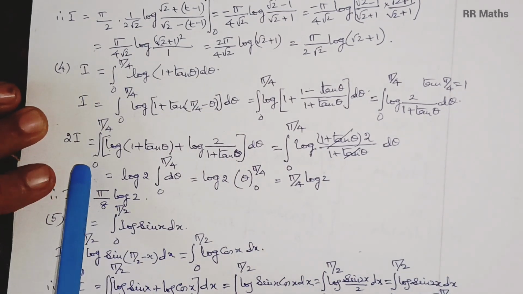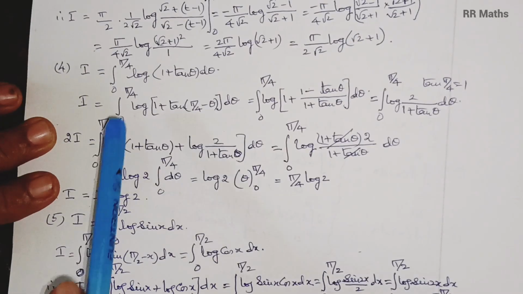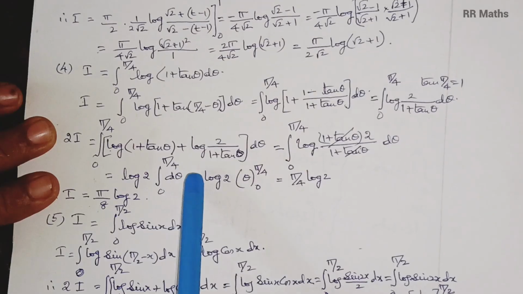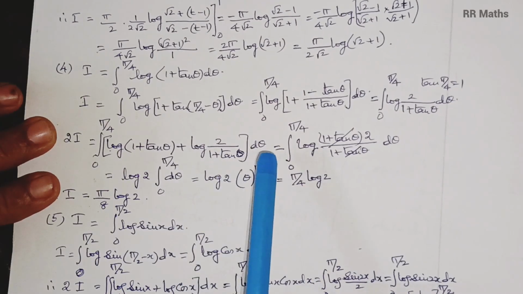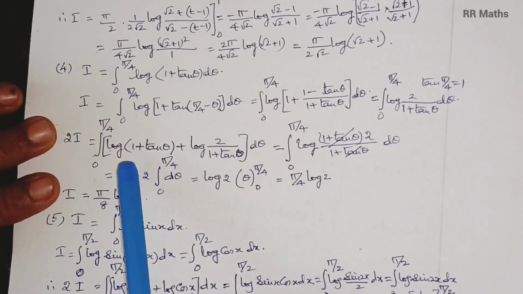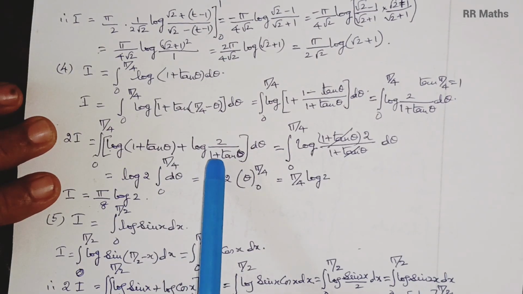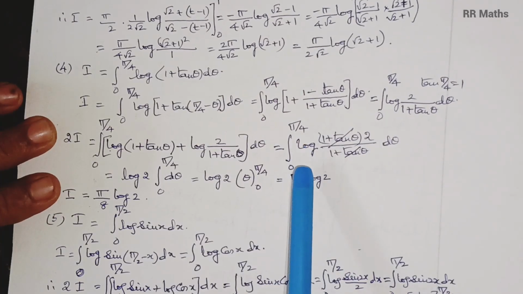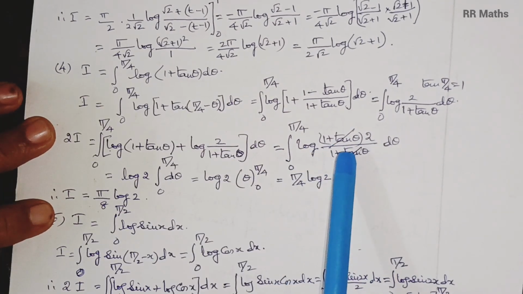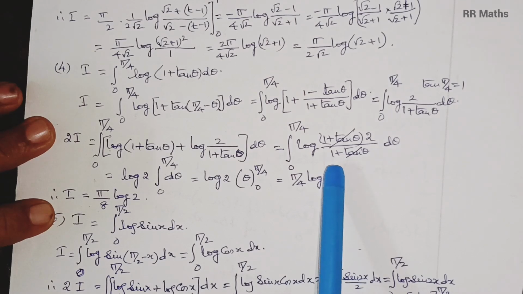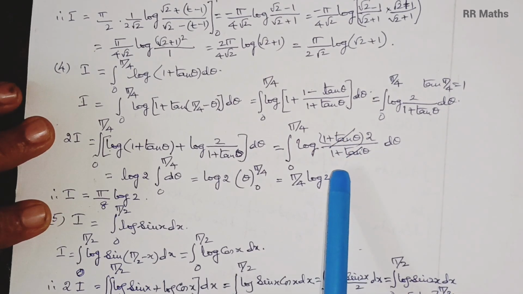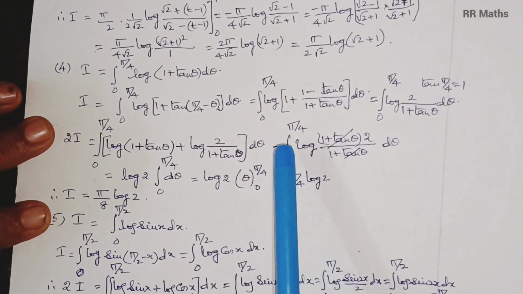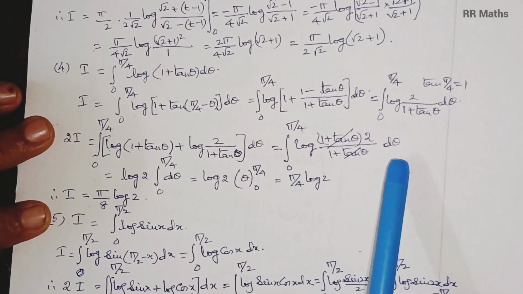Now let's add the two I's. So I get 2I is equal to integral 0 to pi by 4, the first value, which is log of 1 plus tan theta, plus the second integral is log of 2 by 1 plus tan theta whole thing into d theta. Now this is log m plus log n, which can be replaced as log mn. So that reduces to integral 0 to pi by 4 log of 1 plus tan theta into 2 by 1 plus tan theta. So now 1 plus tan theta gets cancelled in the numerator and denominator.